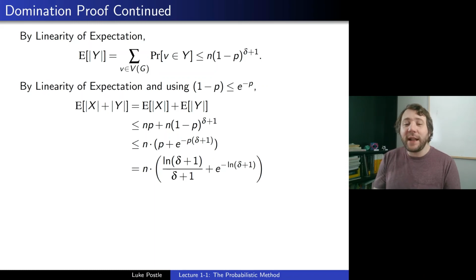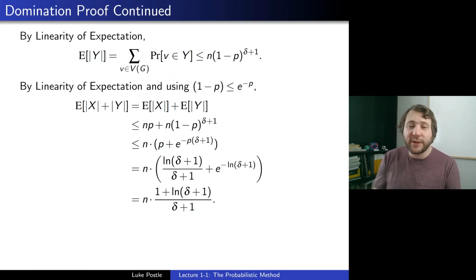Recall that p was ln(δ+1)/(δ+1), so we get that term, and then we get plus e^(-ln(δ+1)), because the two (δ+1) terms will cancel. Then we can rewrite e^(-ln(δ+1)) as 1/(δ+1), thus getting n times (1 + ln(δ+1))/(δ+1), the desired number.